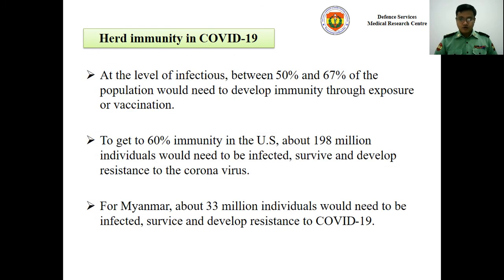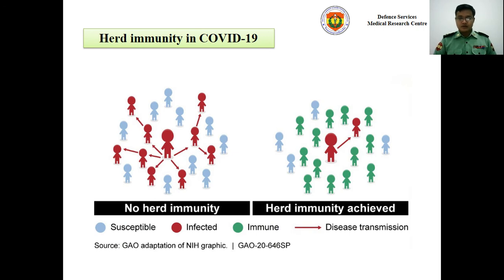For SARS-CoV-2, between 50 and 67% of the population need to develop immunity through exposure or vaccination. To get to 60% immunity in the United States, about 198 million individuals would need to be infected, survive, and develop resistance to the coronavirus. For Myanmar, about 33 million individuals would need to be infected, survive, and develop resistance to COVID-19. This slide shows the comparison between no herd immunity and herd immunity achieved.